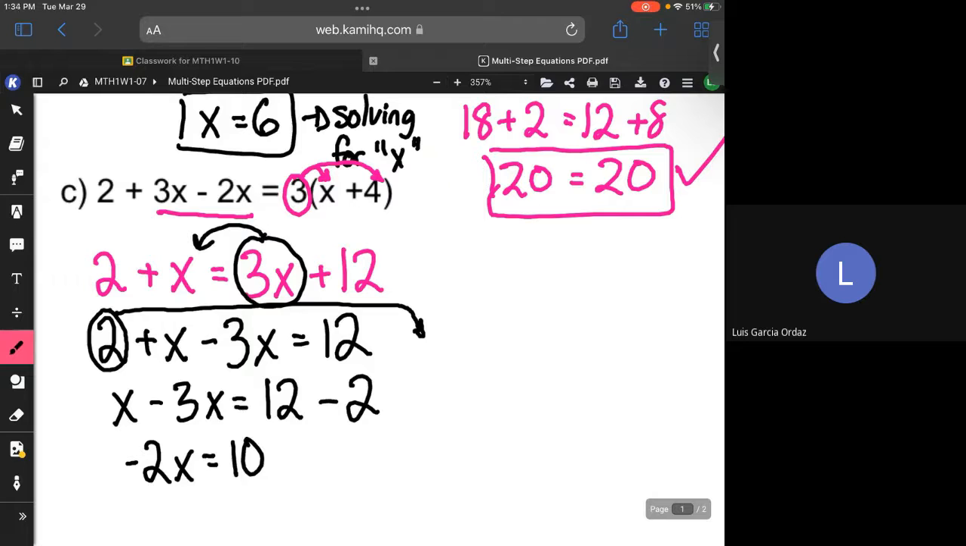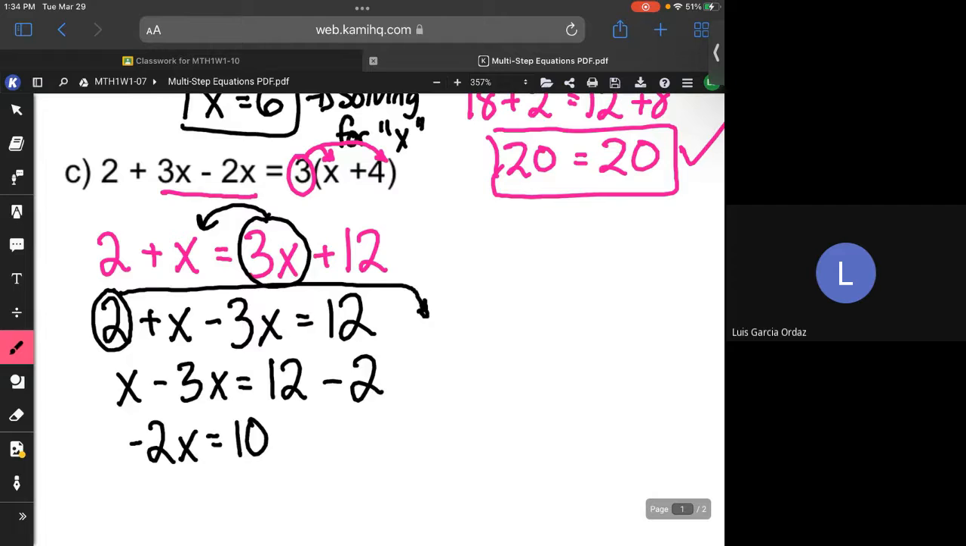Okay. So now x is not by itself. There's a number stuck to it, which is negative 2. So what do I have to do to both sides to get rid of that negative 2 in front of my x? Divide by negative 2. Always divide by the number that is exactly written in front of your variable.